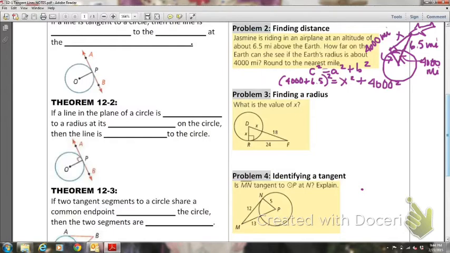So if you add 4,000 plus 6.5 and square it on the left side, and then square the 4,000 squared on the right side, subtract the 4,000 squared from both sides, and then take the square root of both sides, then x is going to be 228 miles.